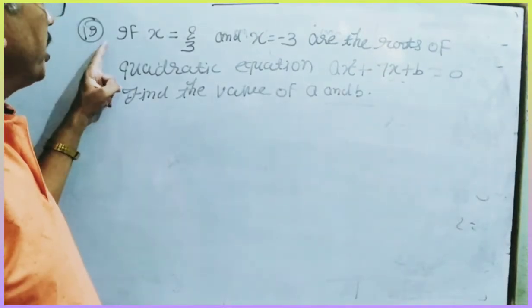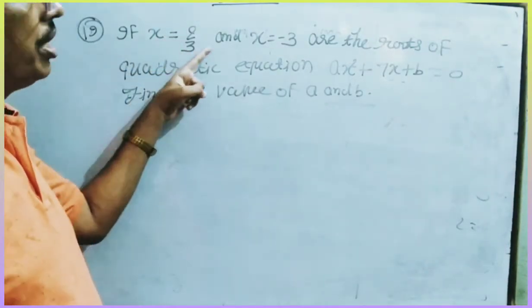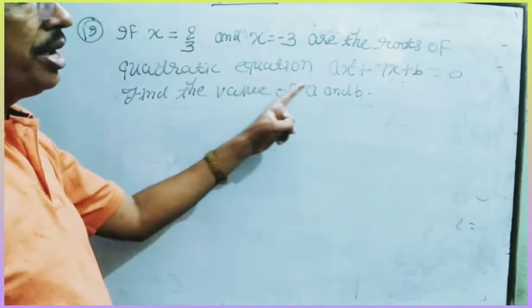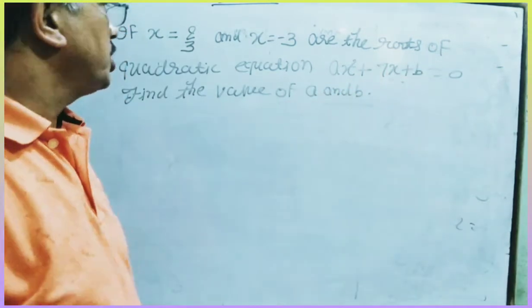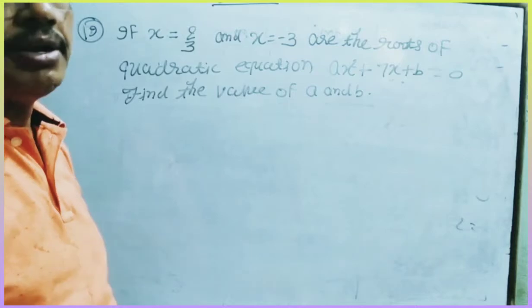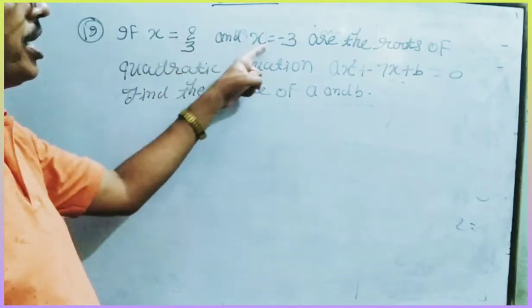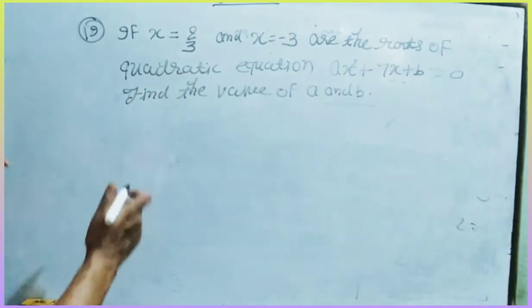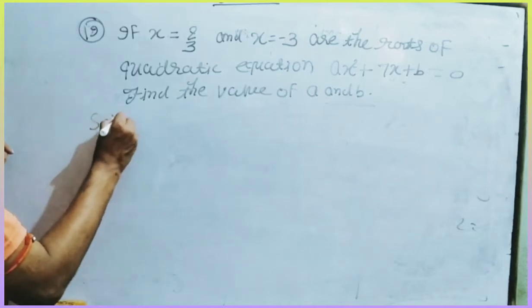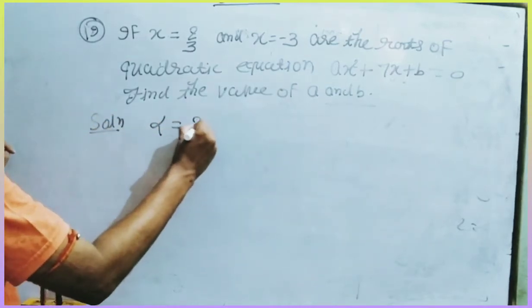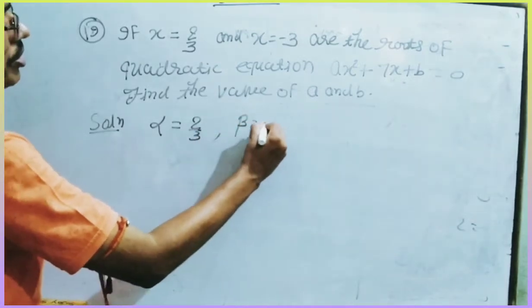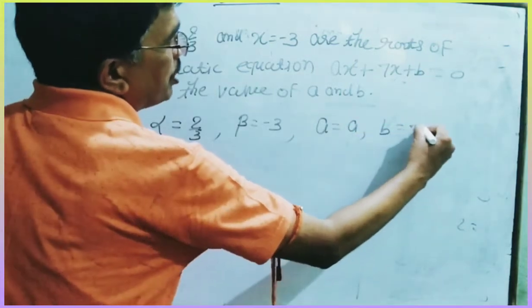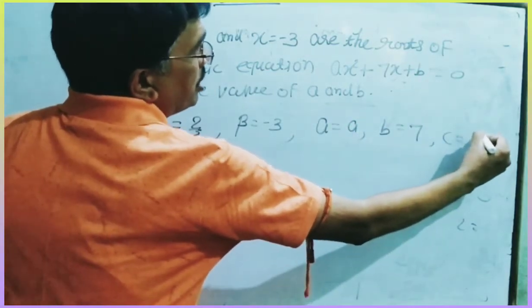Now question number 19: if x is equal to 2 by 3 and x is equal to minus 3 are the roots of the quadratic equation ax square plus 7x plus b is equal to 0, then find the values of a and b. Here the roots are given as 2 by 3 and minus 3. That is, 2 by 3 is alpha and minus 3 is beta. So dear student, you write in the solution that alpha is equal to 2 by 3 and beta is equal to minus 3, and a is given as a, b is given as 7, and c is given as b.